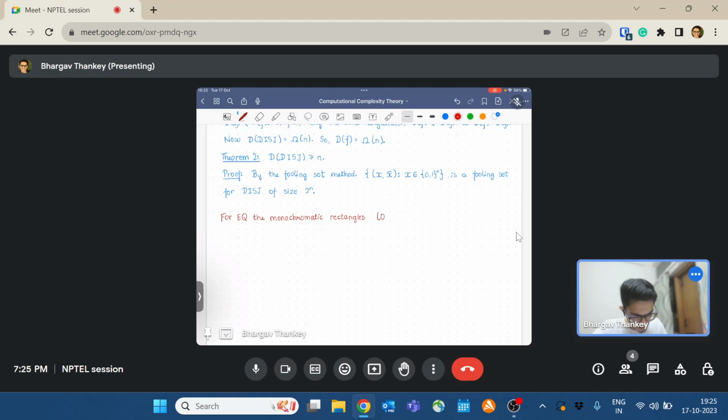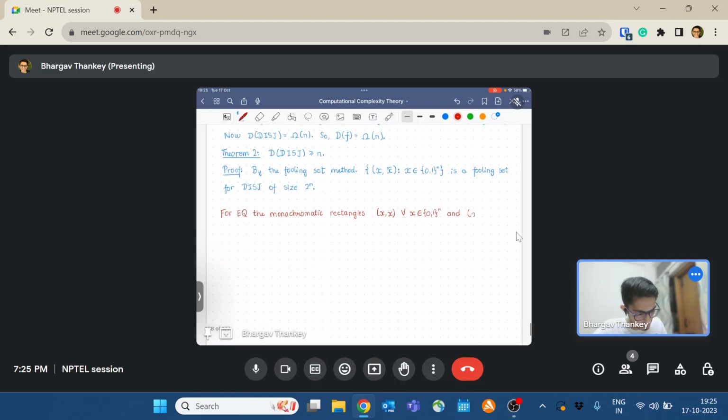So 0 to the n. Basically, (x, x) for all x. Okay, so I need to do this properly over here. (x, y). No, wait, this won't work because I can switch. This is not a rectangle. That's an issue. So I think there is a way to do this using monochromatic rectangles, and I can get n rectangles easily, but I can't figure out the last one.